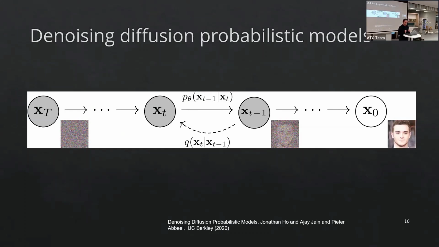If any of you know what generative adversarial networks are, then the main advantage of this over GANs is that the processes are analytical.